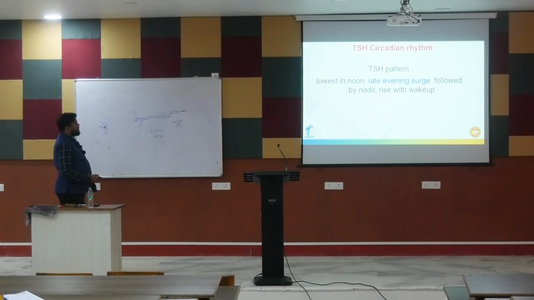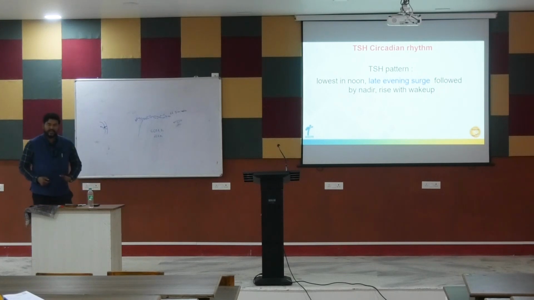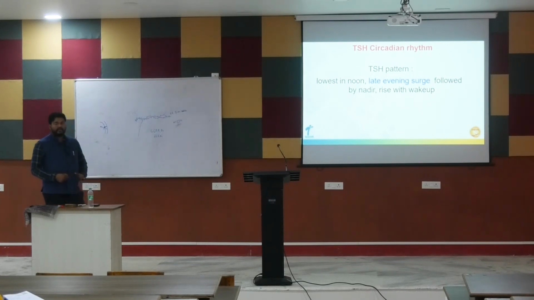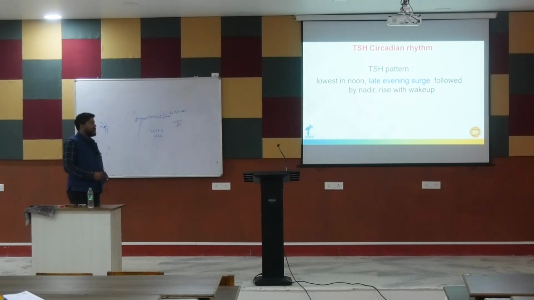Now TSH secretion pattern. So TSH is secreted by the anterior pituitary, lowest in the evening, with a late evening surge, followed by a nadir, that is, base level, and rises with waking up. So maximum concentration is in the early morning.